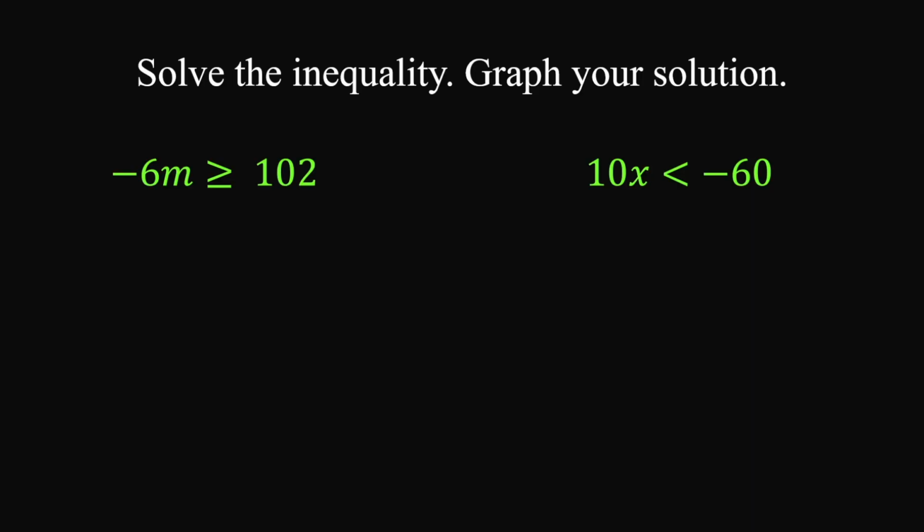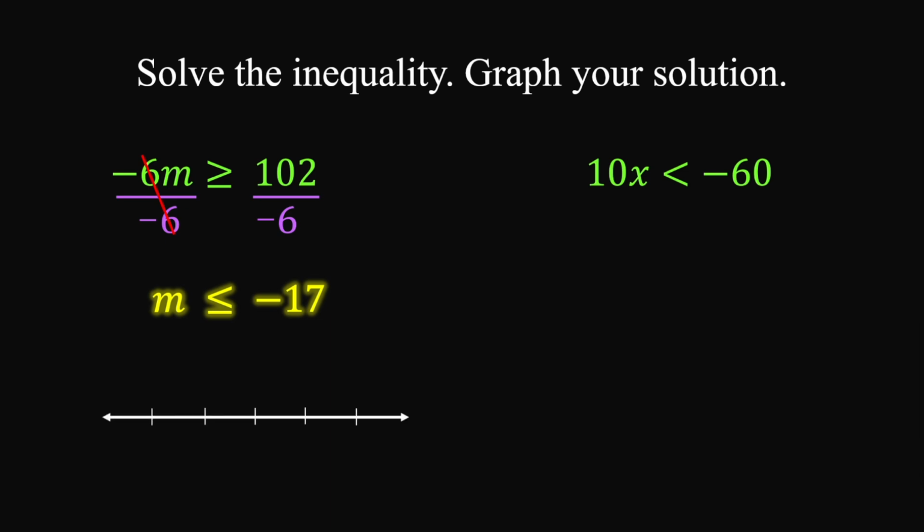Next, negative 6m is greater than or equal to 102. To solve this inequality, we'll undo the multiplication of negative 6 by dividing both sides by negative 6 to isolate the variable. Since we're dividing both sides by a negative number, we need to flip the inequality sign. On the right side, 102 divided by negative 6 equals negative 17. Therefore, m is less than or equal to negative 17.